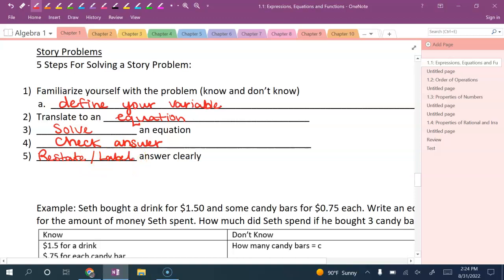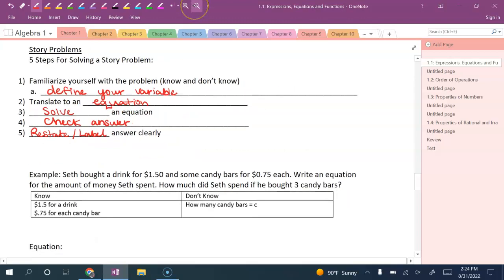So restating just means that maybe you need to write it out away from the work so that it's easy for someone to find, or it could be that you just need to circle it so that it's more obvious where it is. And labeling it could mean that you need to put things like dollars on it, or inches, or pounds, or something like that.